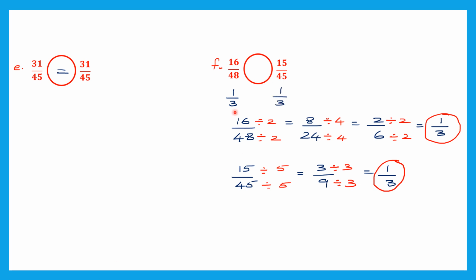Now look at both the fractions, 1 by 3 and 1 by 3. That means they are equal. What does that tell us? That 16 by 48 and 15 by 45 are equal. So let's write equal. So that is our answer.